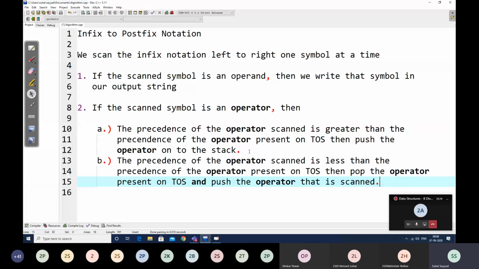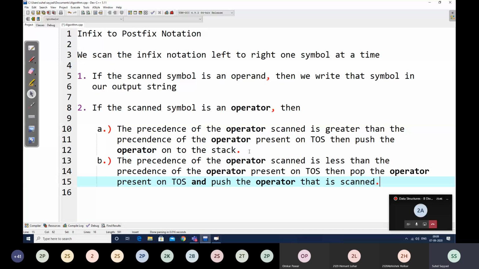Then what do we have to do? Pop the operator present on top of stack. What is there on your top of stack? Division. So in that case you have to pop that division, and then you have to place that minus on top of stack. Are you getting this? I'll show this with the help of an example.